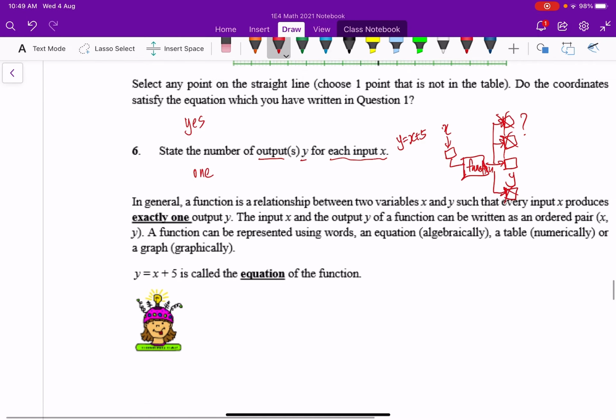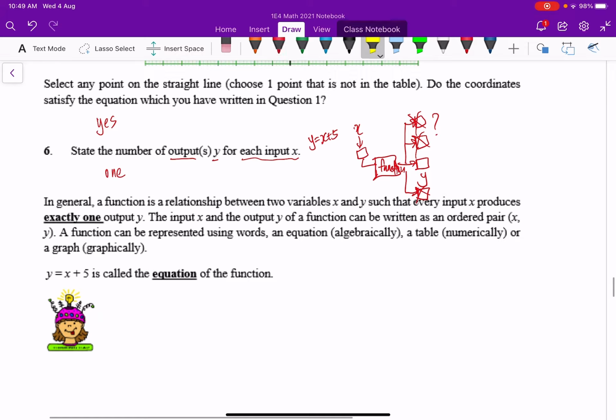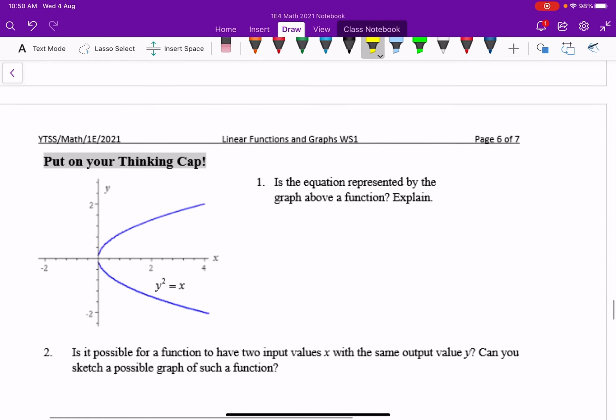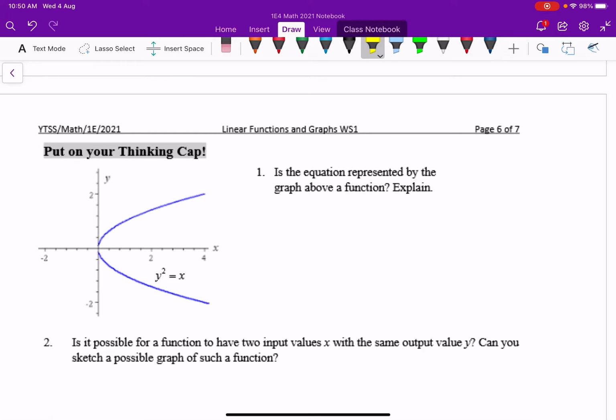Okay? So essentially, a function is a relationship. Okay, highlight this. A function is a relationship between two variables, x and y, such that every input x produces exactly one output y. It can be written as an ordered pair, or it can be represented using words, or an equation, or a table, or a graph. So y equals x plus 5 has a name. We call it an equation. Okay. So let's move on to our next part.